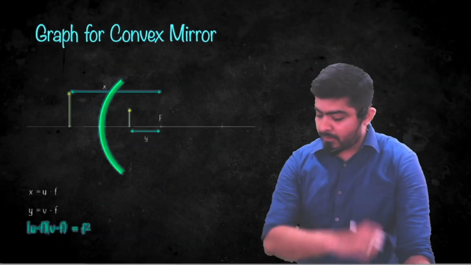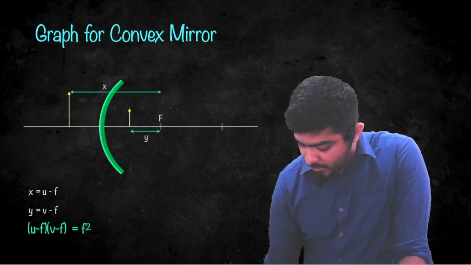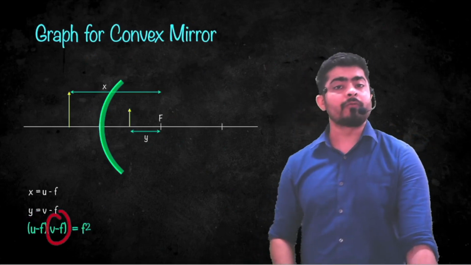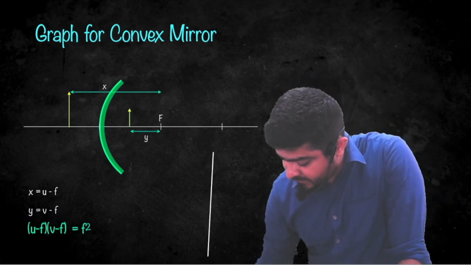Okay, now let's apply the same concept in the case of the convex mirror, right? So again I have xy equal to f square, x equal to u minus f, y equal to v minus f. Okay, again let's draw the coordinate axis. So this is the vertical axis.